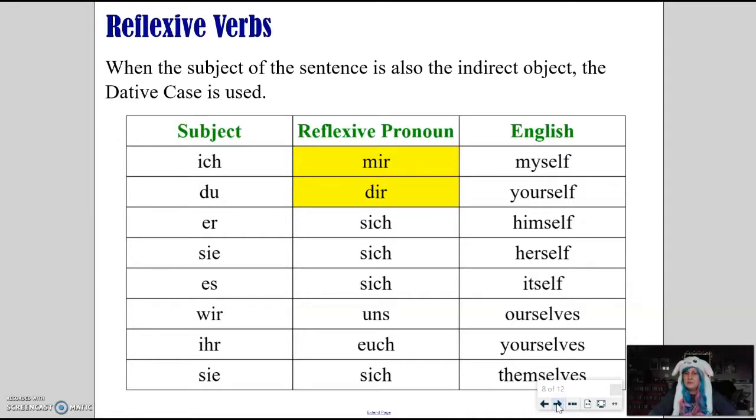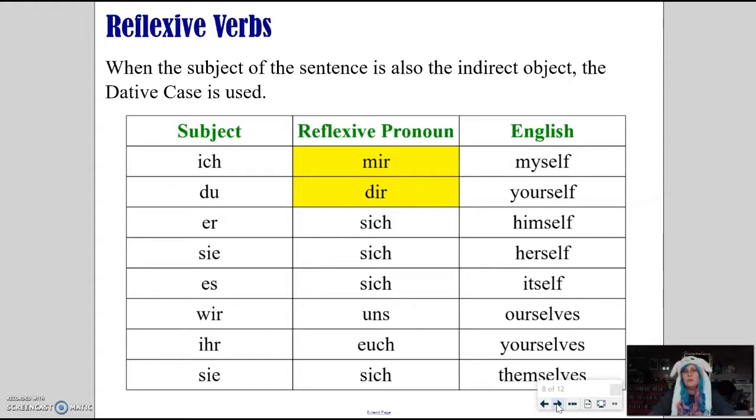Now, in reflexive sentences, the subject of the sentence can also be an indirect object, and if it's the indirect object, then the dative case is used. In this chart, you'll notice that only 2 of our reflexive pronouns changed. The only ones that we really have to think about in all of this is if the subject is ich or du. When it was the direct object, ich's reflexive pronoun was mich, and the reflexive pronoun for du was dich. In the dative case, the subject is ich and the reflexive pronoun is mir, still meaning myself, but now it's for an indirect object situation.